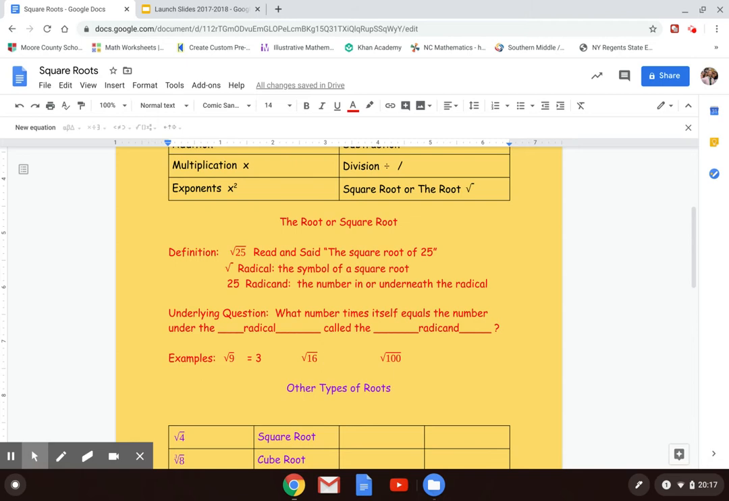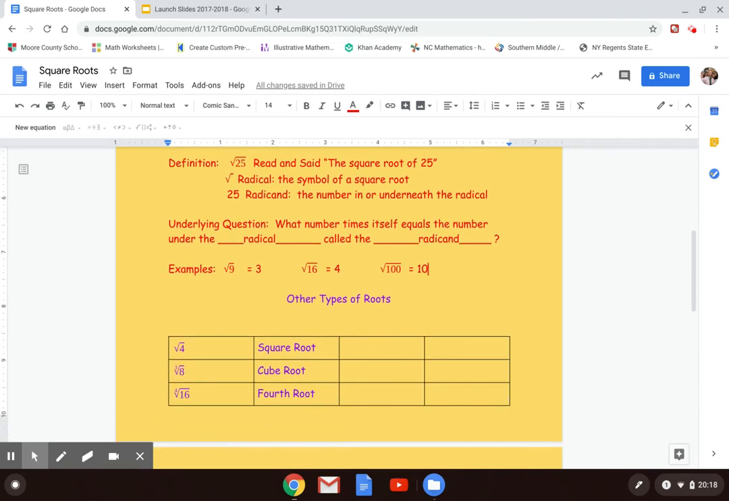The same thing here with the square root of 16. What number multiplied by itself equals 16? Well, that's going to be the number 4. 4 times 4 is 16. 4 squared is 16. So the square root symbol is undoing that exponent of 4 squared. So the square root of 100. What number multiplied by itself equals 100? That is the number 10. 10 squared equals 100. So the square root of 100 would undo the operation of 10 squared, or 10 to the second power. Okay?